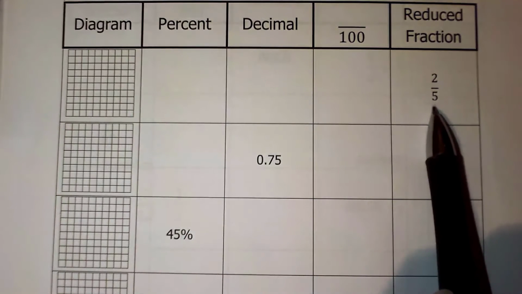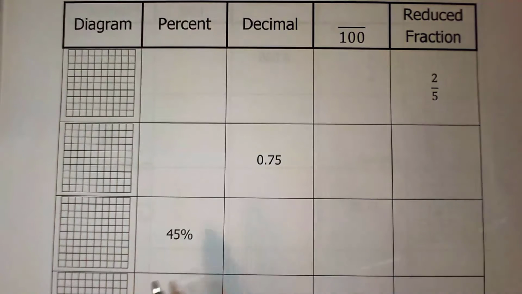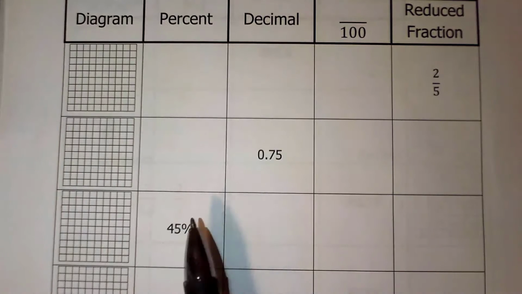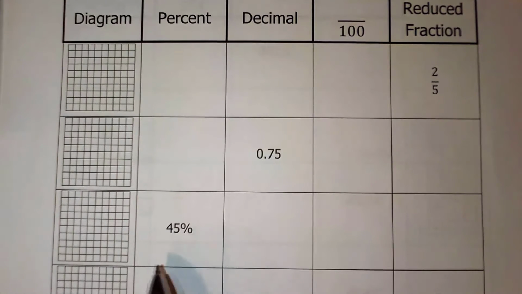2/5 is sort of an easy one, so I'm going to go to one of the harder ones. I think I'll start with a percent, and then I'm going to go to one of the harder reduced fraction ones, and then I'll flip it over and show you some things on the back because this is a two-sided assignment. So we're going to start with 45%.